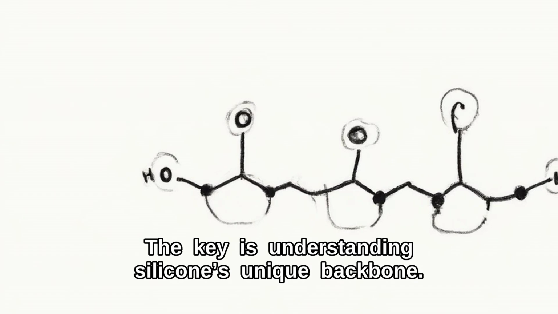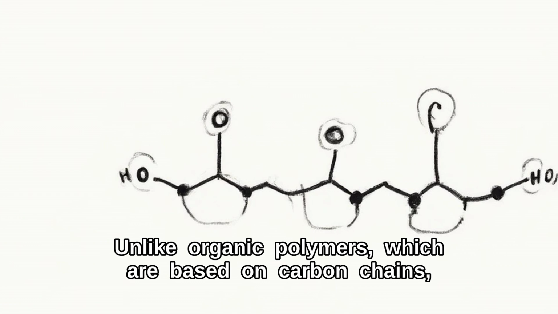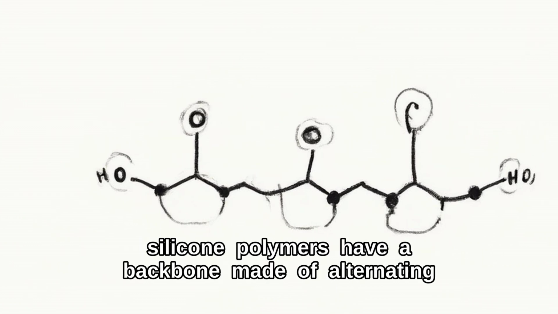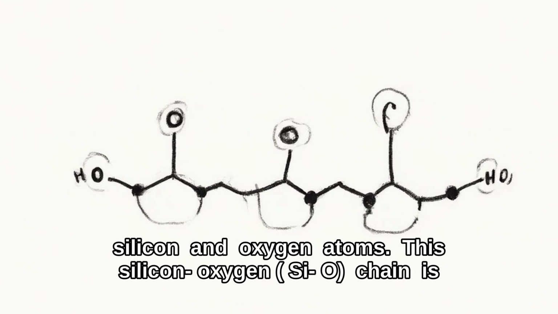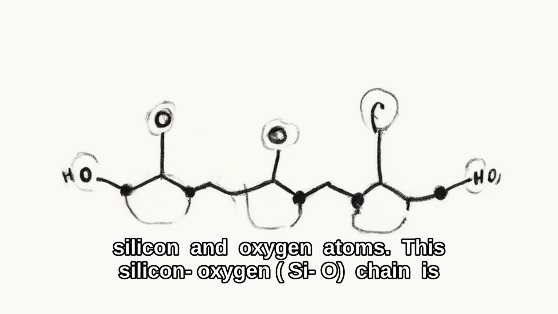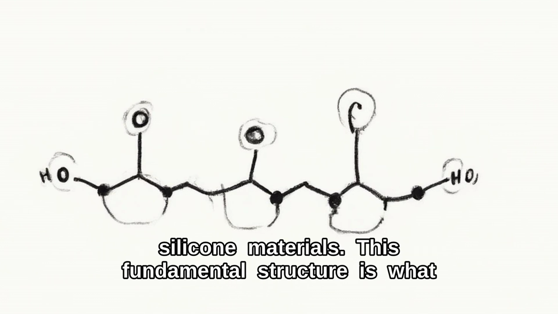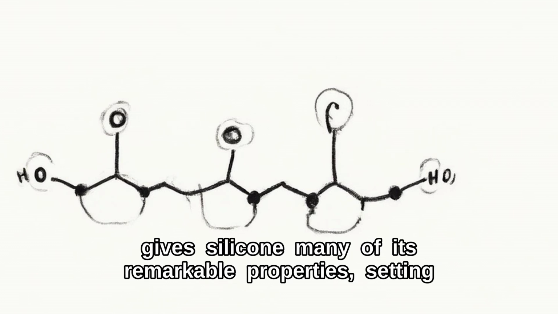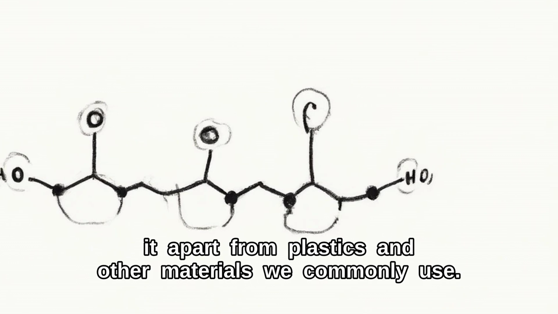The key is understanding silicone's unique backbone. Unlike organic polymers, which are based on carbon chains, silicone polymers have a backbone made of alternating silicon and oxygen atoms. This silicon-oxygen chain is incredibly strong and flexible, forming the core of all silicone materials. This fundamental structure is what gives silicone many of its remarkable properties, setting it apart from plastics and other materials we commonly use.